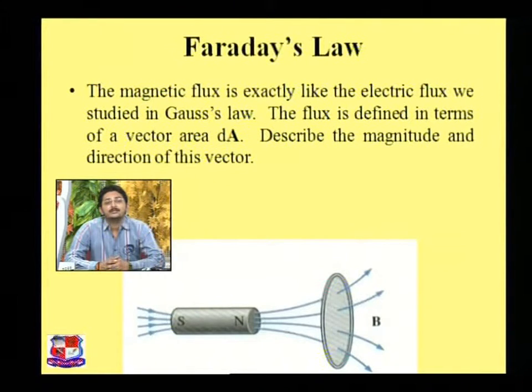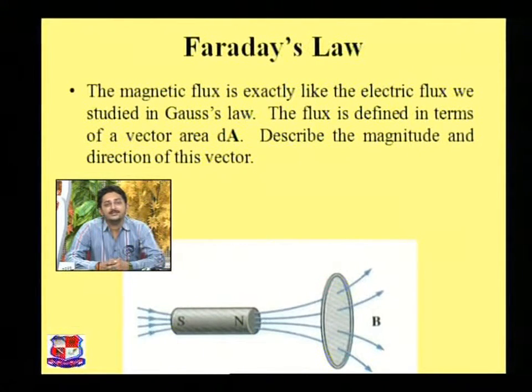Whenever we move that magnetic material near that conducting material, a metal or any conductor, then flux is generated in that material, because whenever the magnetic lines are cut, magnetic flux is produced. Now we see that the magnetic flux is exactly like the electric flux we studied in Gauss's law.